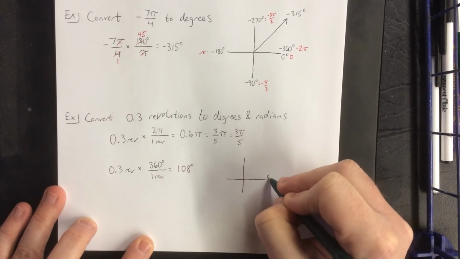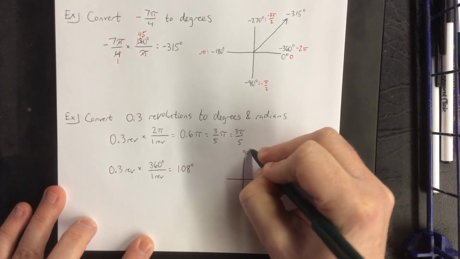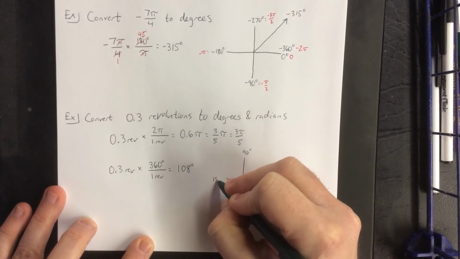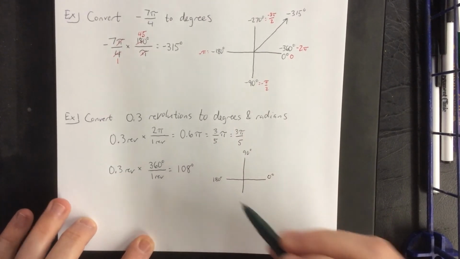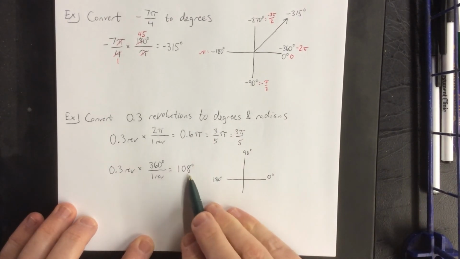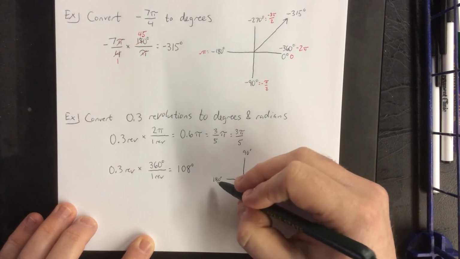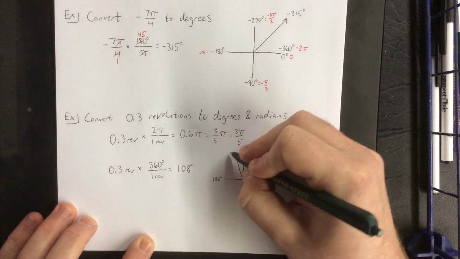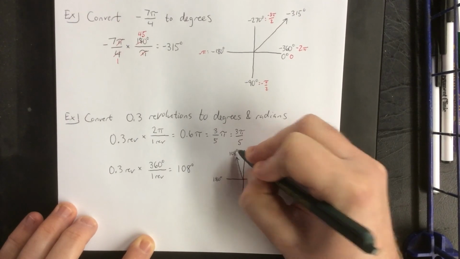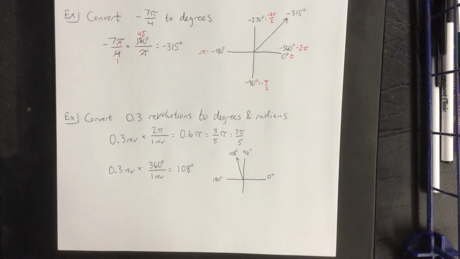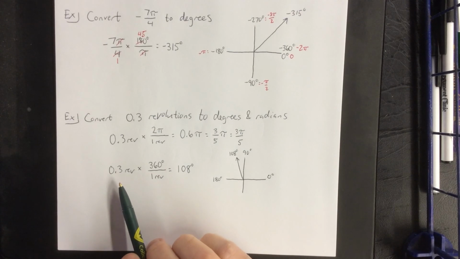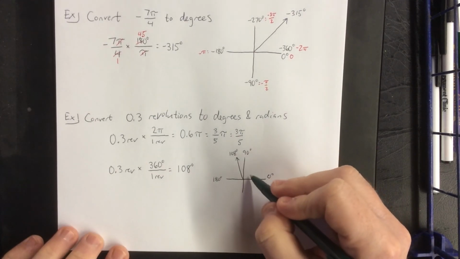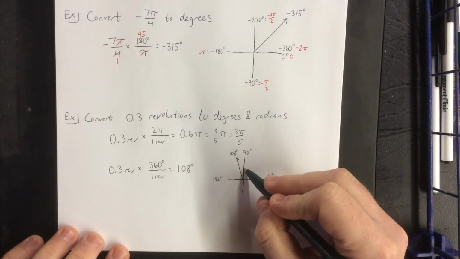Using similar logic to what we did for our others, if I wanted to plot this angle, 108 degrees is slightly bigger than 90 degrees, but not as big as 180. So I would draw this in such a way that it looks like it's slightly bigger than 90 degrees. You also notice that 0.3 revolutions would be slightly bigger than 1/4 of a revolution, which would be 0.25 revolutions.